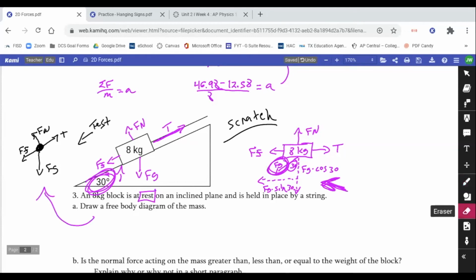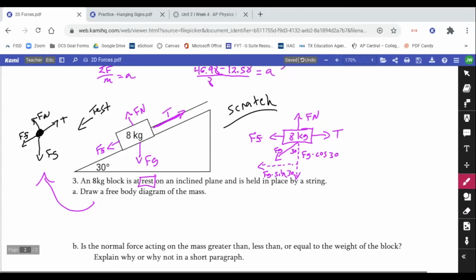I'm going to see if I can clean up some of this. Oh, that was awesome. It actually took away exactly what I wanted it to. Let's get rid of that. Let's get rid of that. Perfect. Draw a free body diagram of the mass. We did that in black over on the left side. That's what we would turn in on a test. We could calculate any of these values, but let's see what it asks us to do.